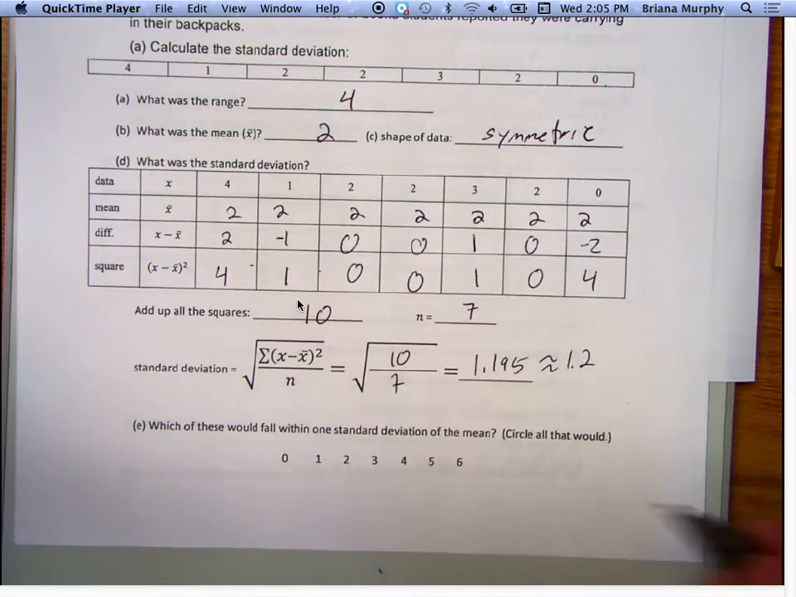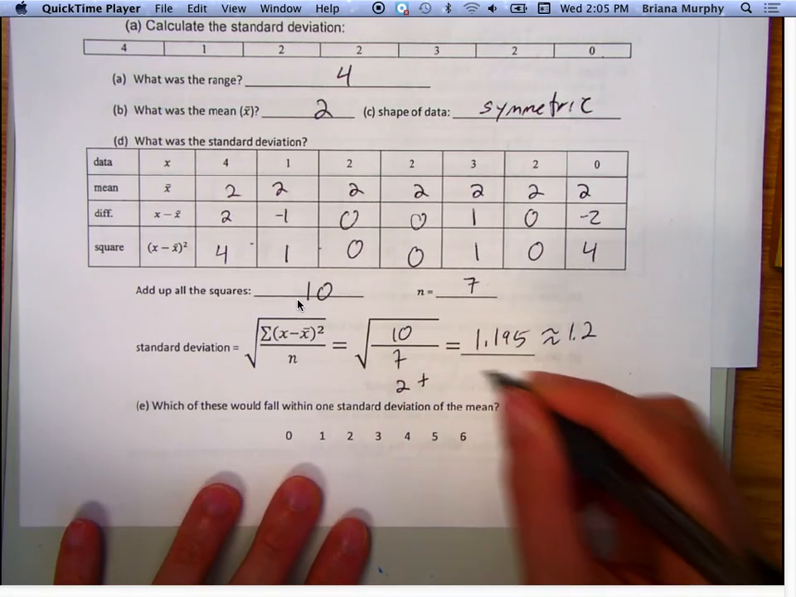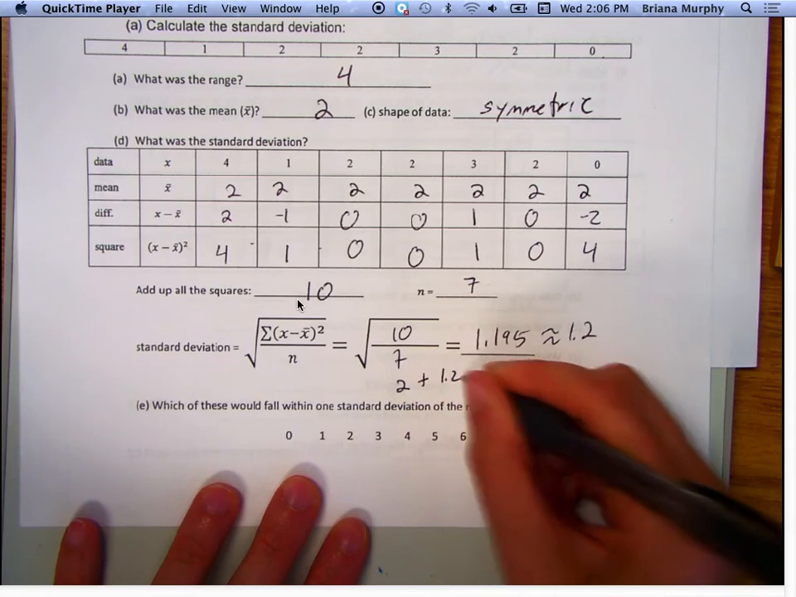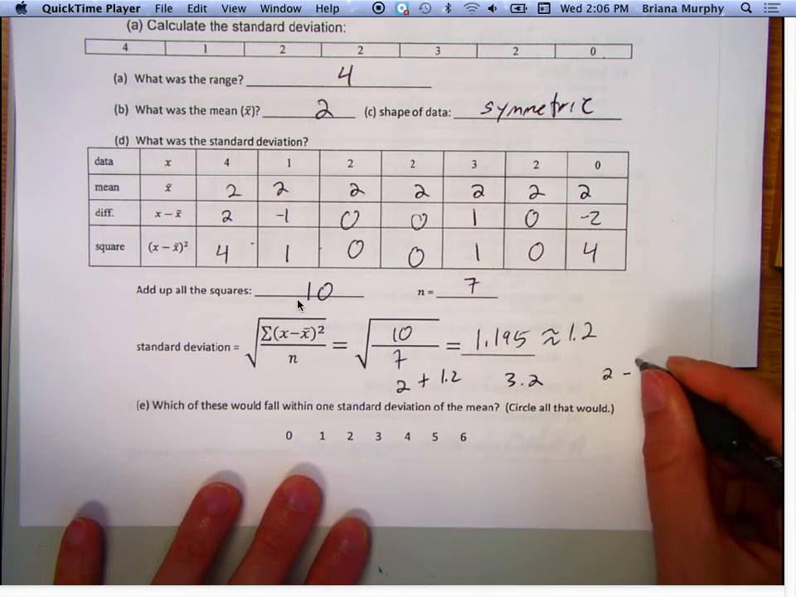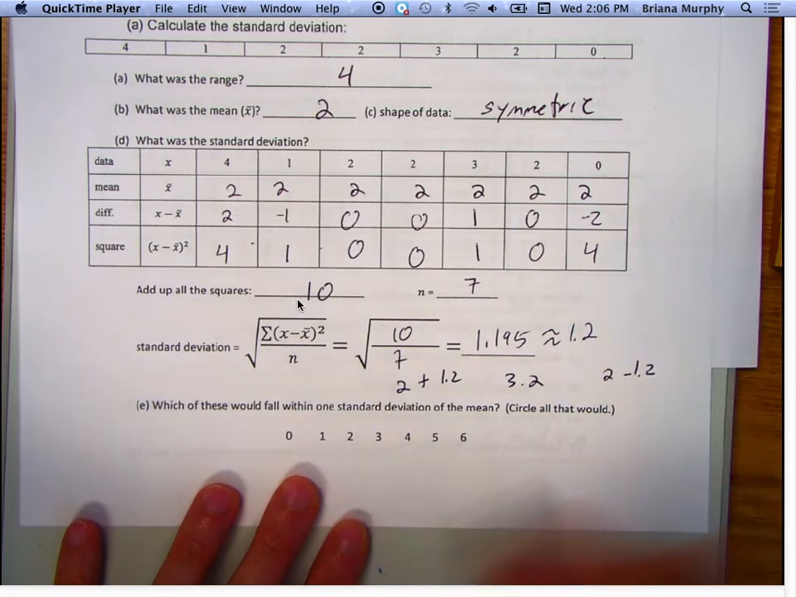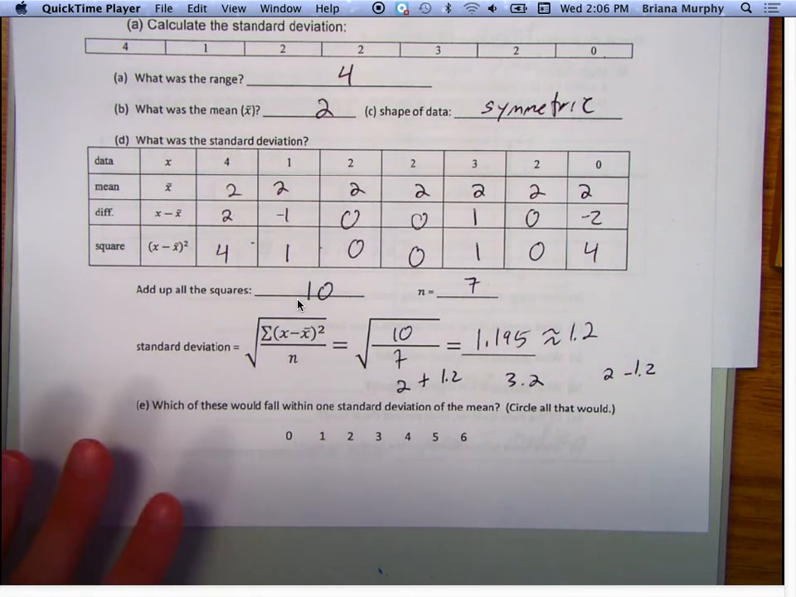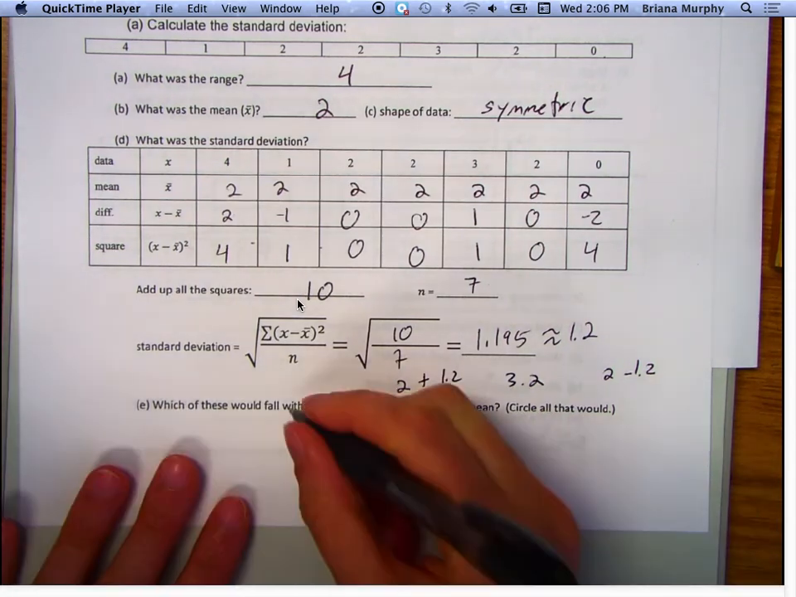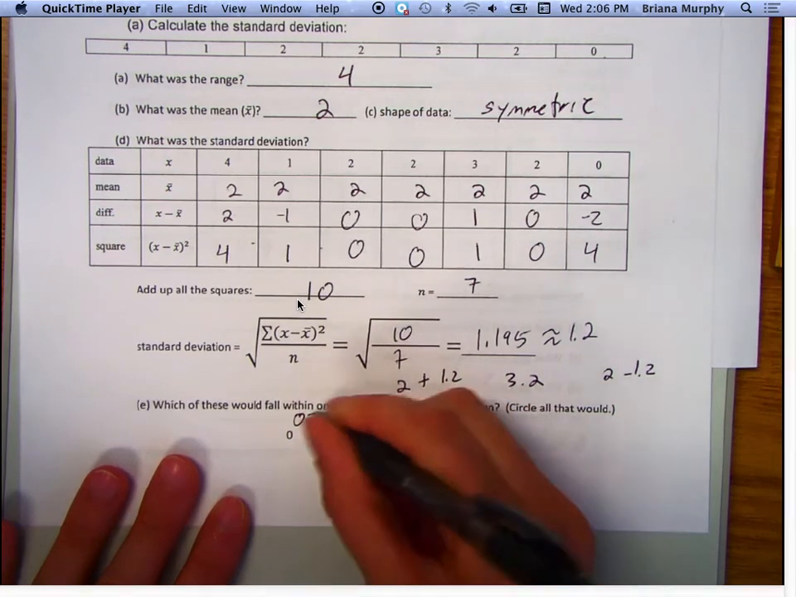Okay, so first we go. The mean is 2. So 2 plus 1.2 is 3.2. And 2 minus 1.2 is, what is it? 2 minus 1.2 is 0.8. So between 0.8 and 3.2, that's one standard deviation.